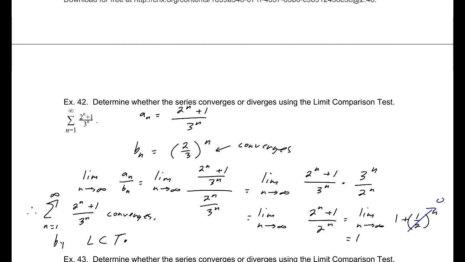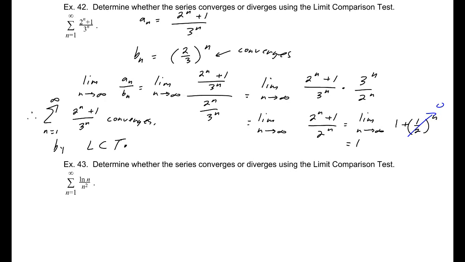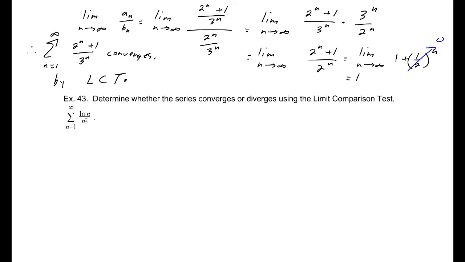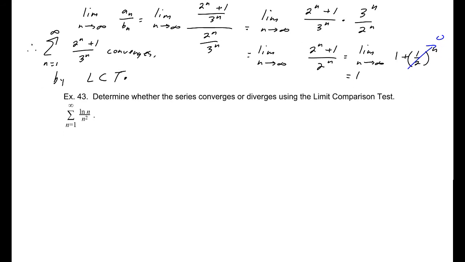All right, next, 43. We have got the natural log of n over n squared. Okay, very similar to something we had previously, 1 over ln n, and then we compared that to the harmonic series. We have ln of n over n squared.